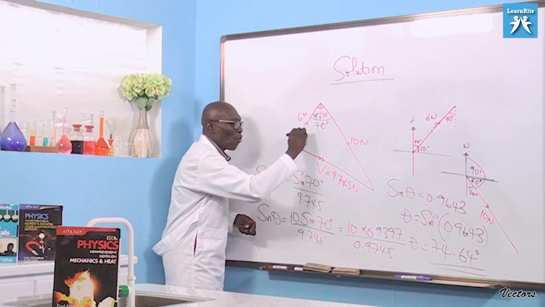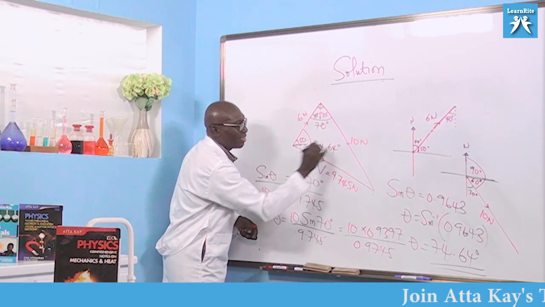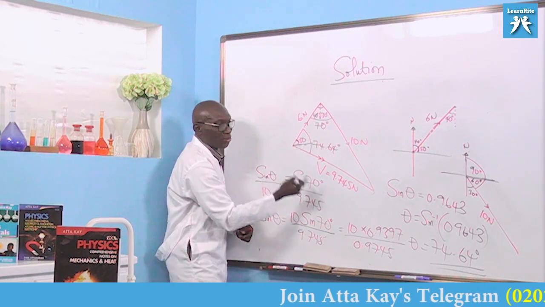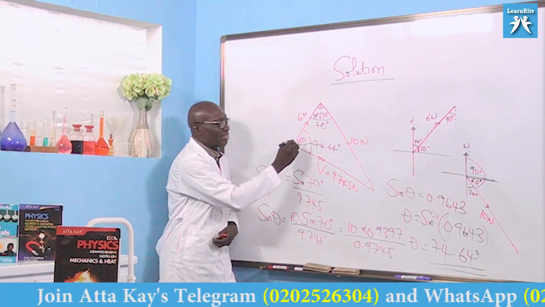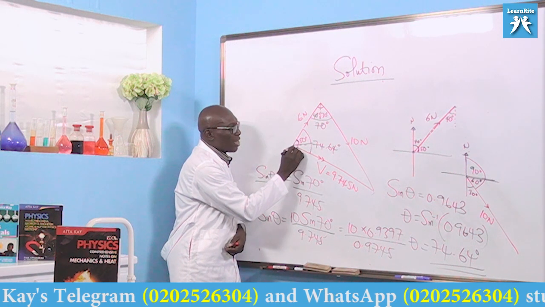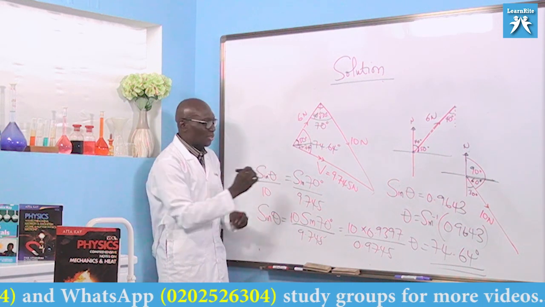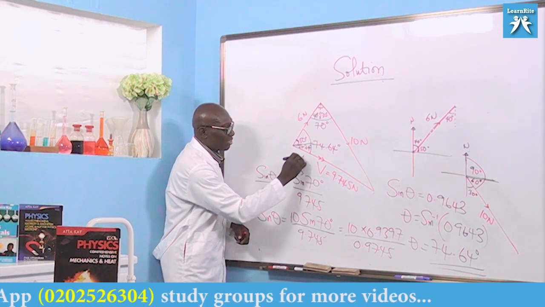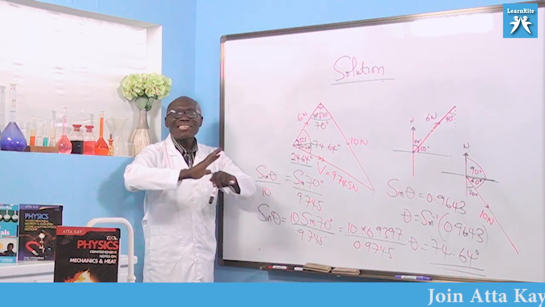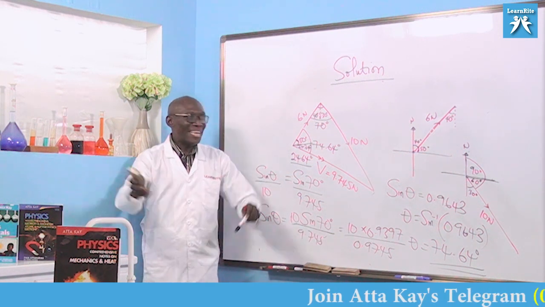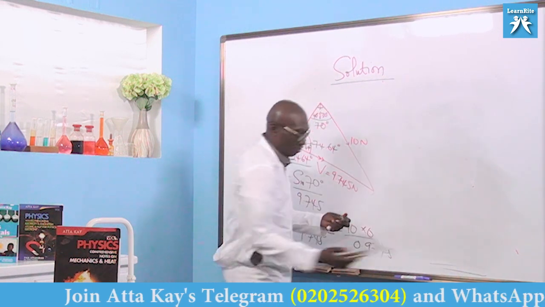Already we have worked this whole angle to be 74.64 degrees. Do you remember that? We have worked it all. So if this part alone is giving me 50 degrees, then it means that what is left here will be 24.64 degrees. So then let me write it boldly for you to see. That's the angle over here. And that is the end of our solution.